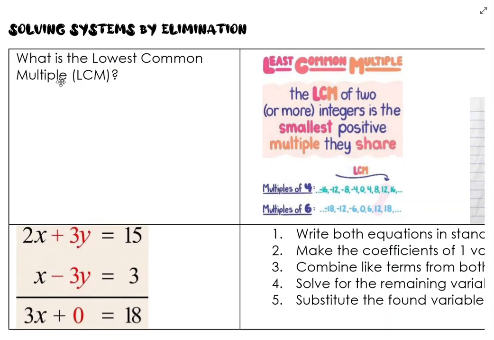What is the lowest common multiple? The lowest or least common multiple of two integers is the smallest positive multiple that they share. So take, for example, the multiples of 4 and the multiples of 6, and the smallest that they share, and we're talking about the positive one, this one, 12, would be the lowest common multiple. Okay.